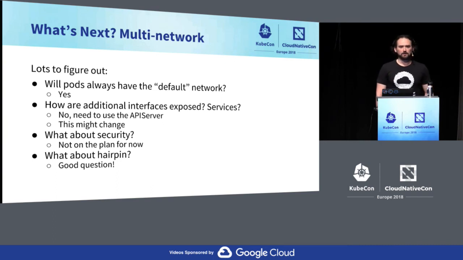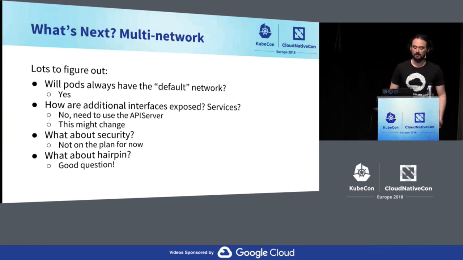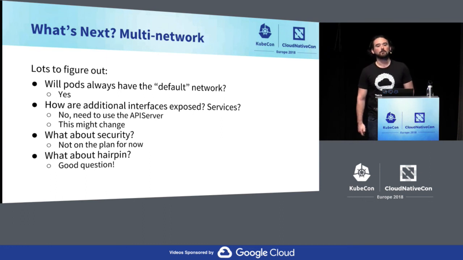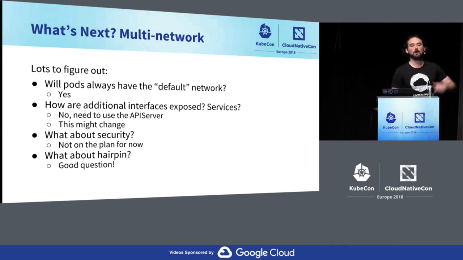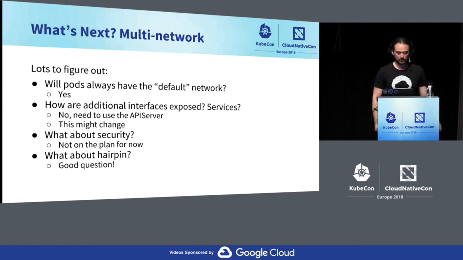So there's a lot of things to figure out in this design, a lot of subtle questions that need to be answered. For example, will pods always have this default network? Will pods always have this a.conf? And the answer that we've decided on is yes. Pods should assume that any additional CNI configurations that are executed will be additional. There will always be an eth0. This will be directly connected to the node.